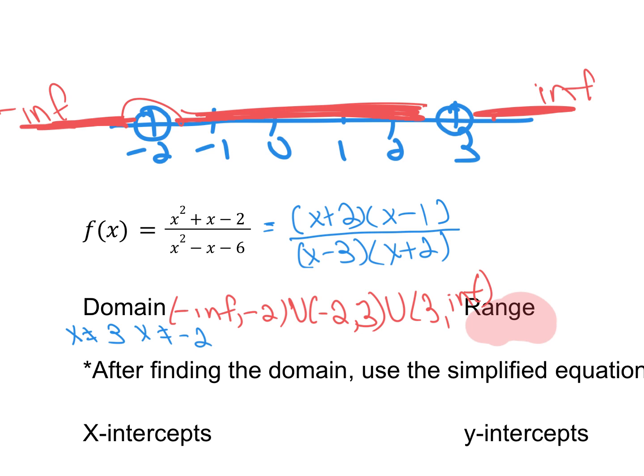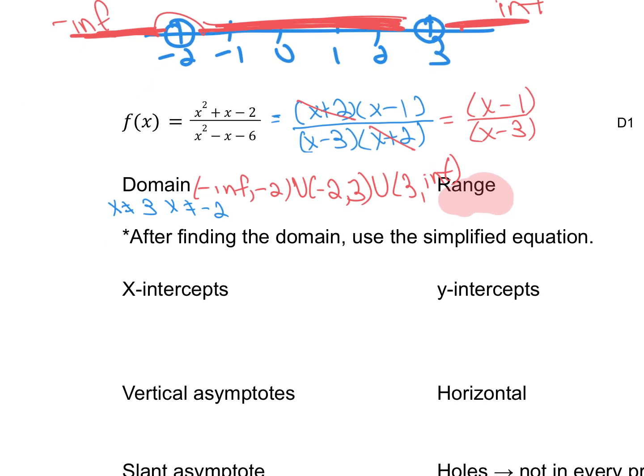So let's go ahead and look and see if there's anything that we can simplify. Now that we found our domain, we can go ahead and simplify and use that easier simplified expression to do the rest of the problem. So if you notice, we've got an x plus 2. We can take both those out, and we are only left with x minus 1 and x minus 3. Okay, so let's go ahead and move on down here.